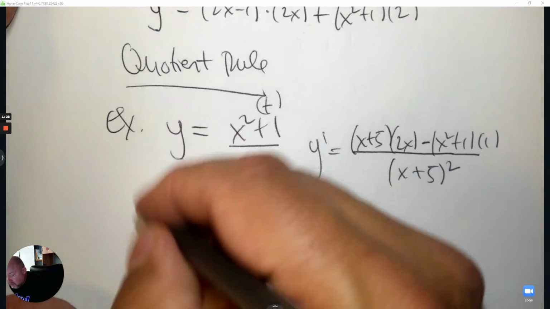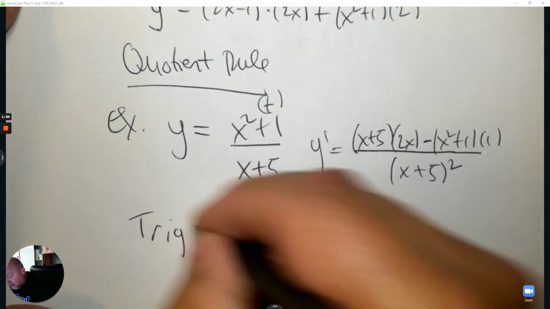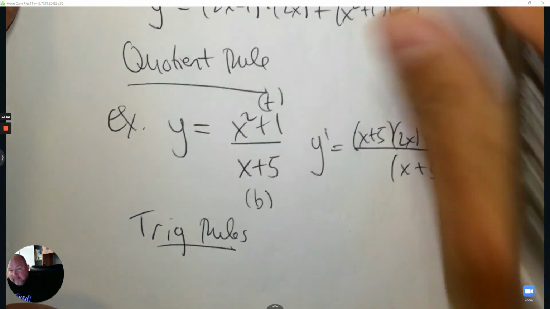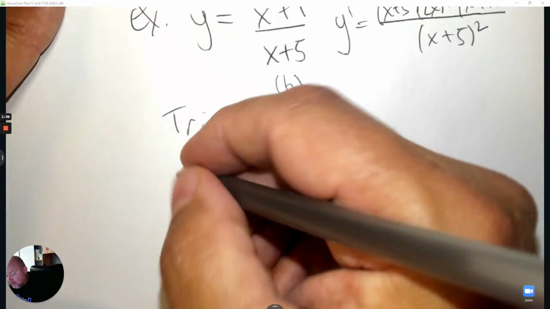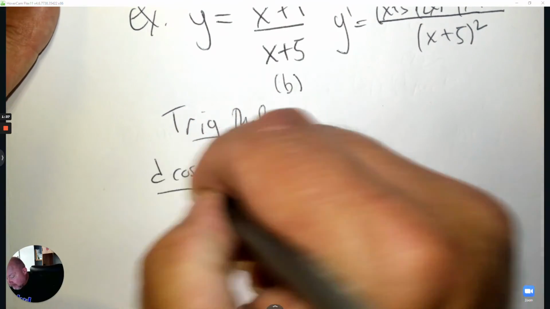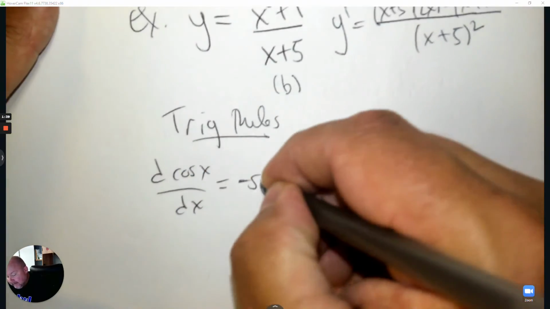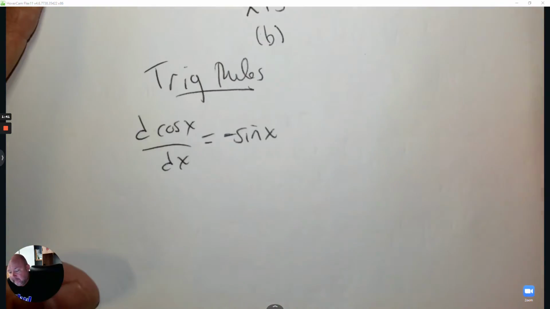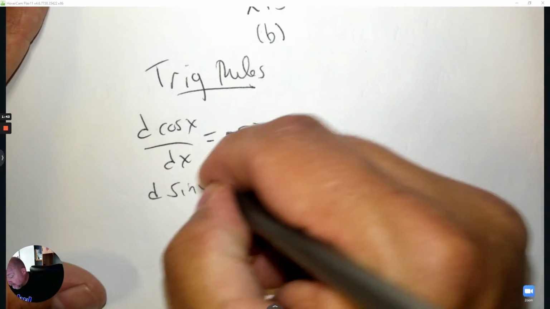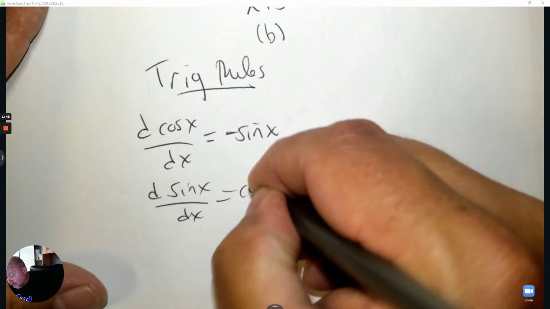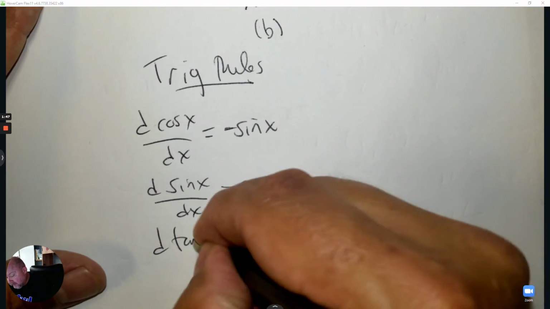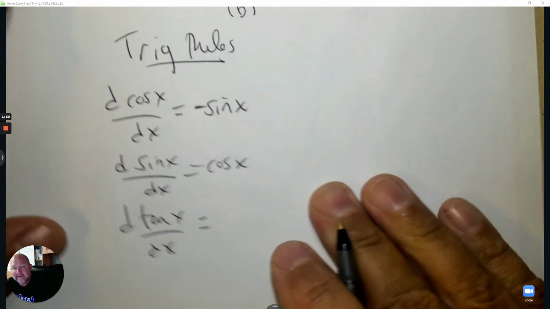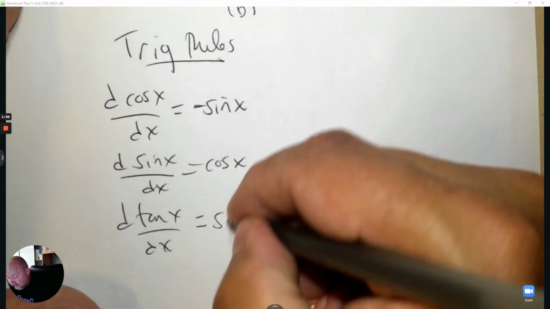And then the last is the trig rules. So what are the trig rules that we need to know? At least the 6 of them that you should know. So if I said, what's the derivative of cosine? That's negative sine. What's the derivative of sine? That's positive cosine. What's the derivative of tangent? That's secant squared.